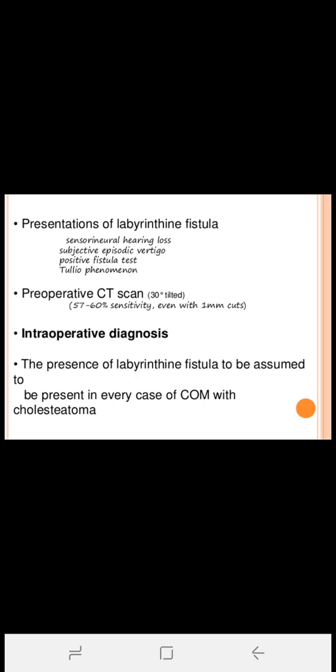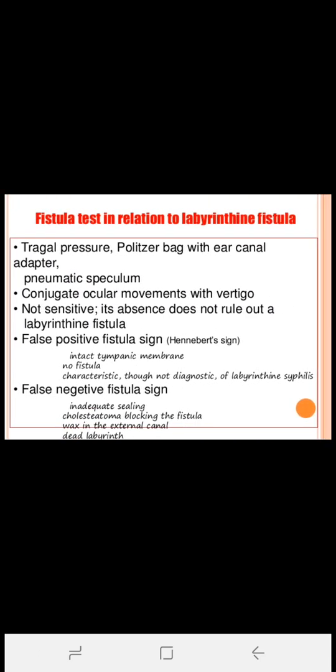Preoperative CT scan, when 30-degree tilted, has 57 to 60% sensitivity even with 1 millimeter cuts. Intraoperative diagnosis: the presence of a labyrinthine fistula is to be assumed in every case of chronic otitis media with cholesteatoma. Fistula test in relation to labyrinthine fistula: what is the fistula test? We do tragal pressure, alternately releasing and pressing the tragus, or we do it with a Politzer bag with an ear canal adapter, changing the pressure within the external auditory canal, or with the pneumatic speculum. What will happen? There will be conjugate ocular movements with vertigo. It is not sensitive in its absence, so it doesn't rule out a labyrinthine fistula.